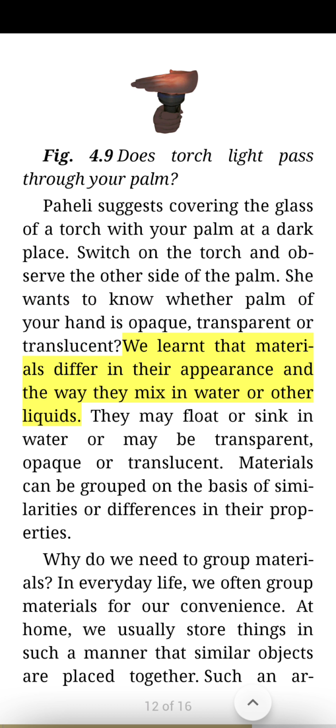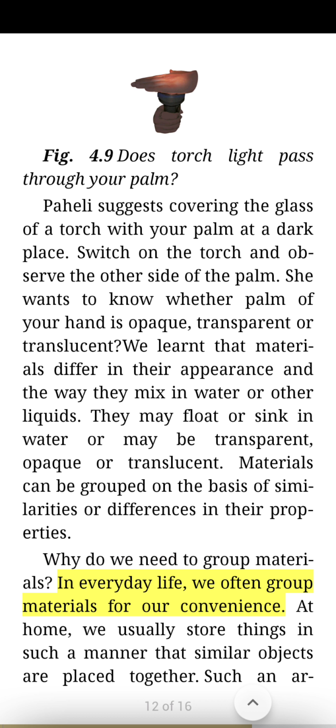We learned that materials differ in their appearance and the way they mix in water or other liquids. They may float or sink in water or may be transparent, opaque or translucent. Materials can be grouped on the basis of similarities or differences in their properties. Why do we need to group materials?